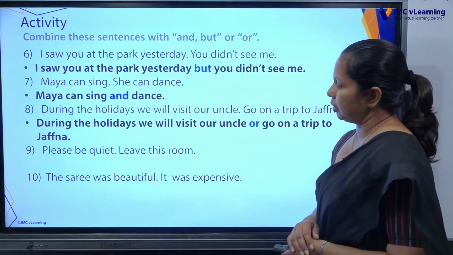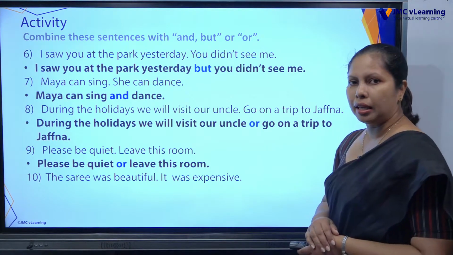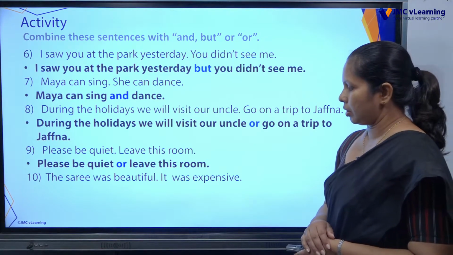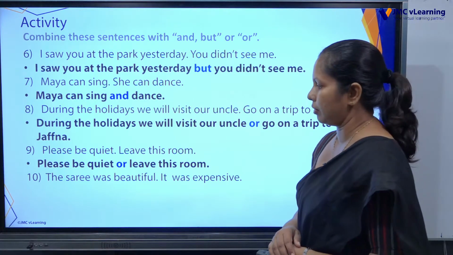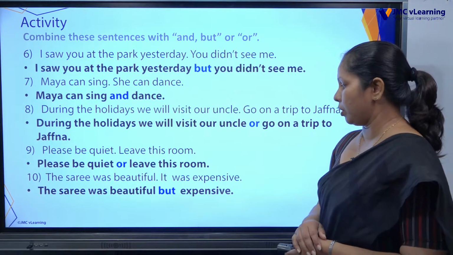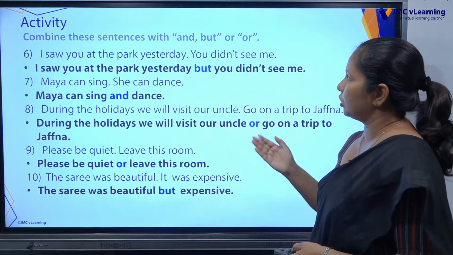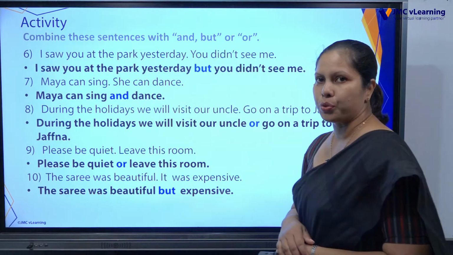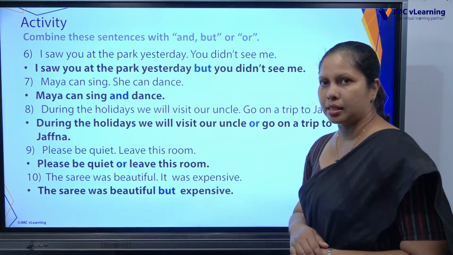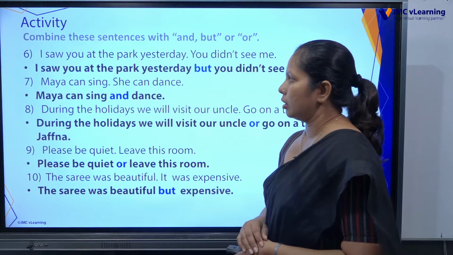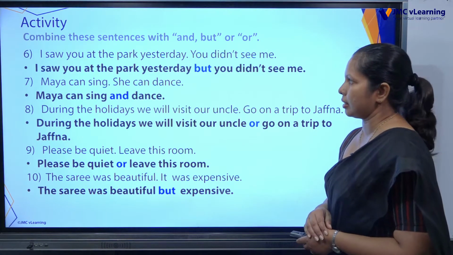Please be quiet, leave this room. Please be quiet or leave this room. The sari was beautiful, it was expensive. The sari was beautiful but expensive. So, I think you would have understood how to use the conjunctions and, but, or in these sentences. So, you can do these activities alone in your workbook. Now, we will go to the next exercise.